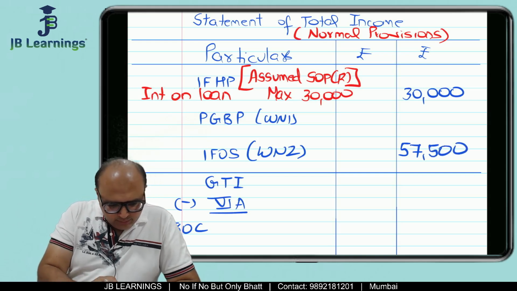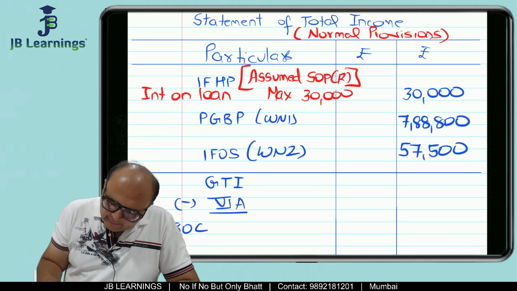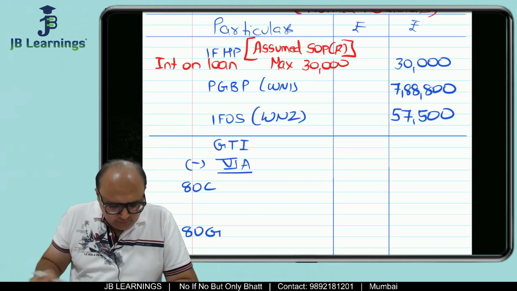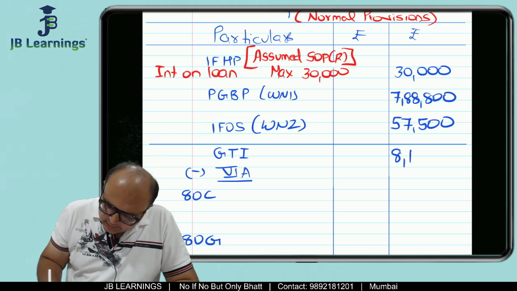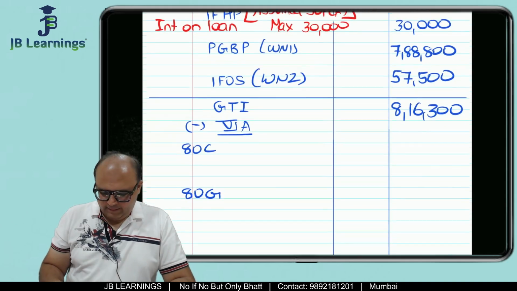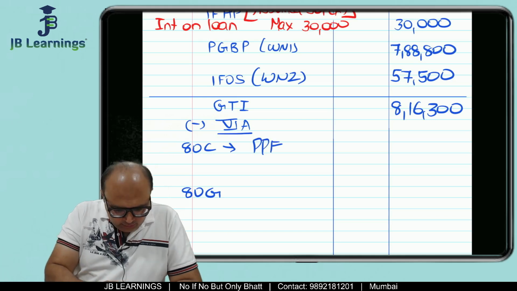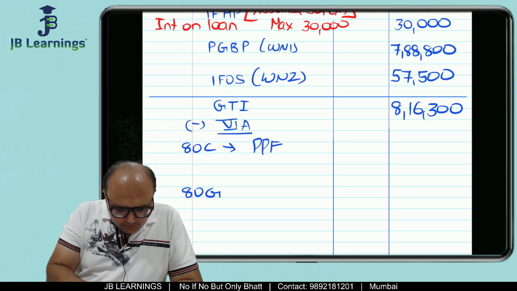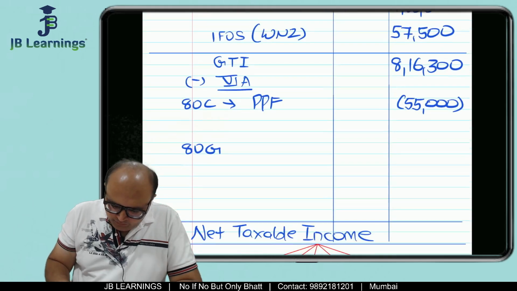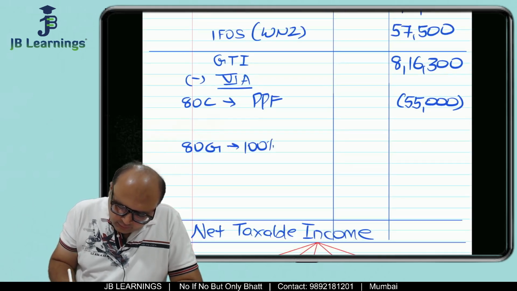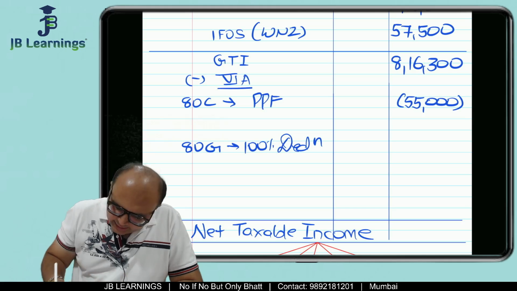Then how much was my business? 7,88,800. So friends, how much will be my GTI? GTI would be 8,16,300. Now ATC, deposit in PPF. So how much is the amount which is deposited in PPF? 55,000. Maximum under ATC is 1,50,000. ATG 100% reduction for PM CARES fund. So you get 100% reduction for that, which is 10,000.